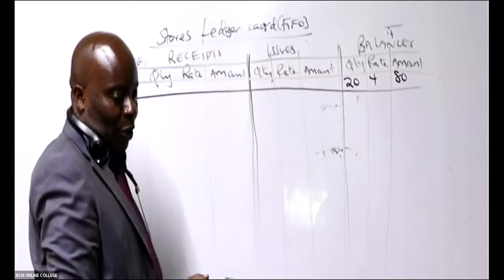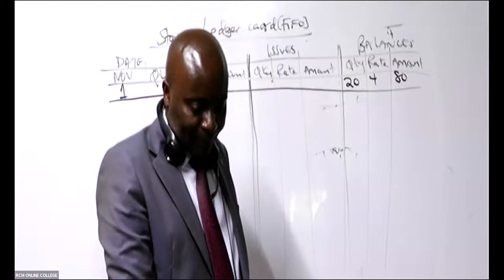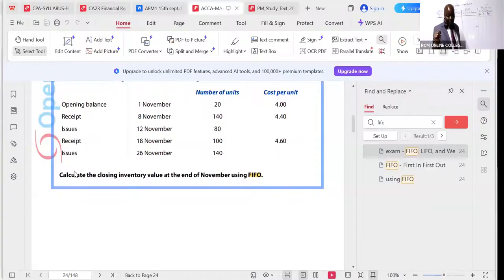Yeah. So then we go to the next date. What happened on the next date? So from the table that we received, 140. And remember, this was on the 8th. Sorry, I forgot, this one here should have a line there. So on the 8th, we received, so let's record this in the receipts area. We received 140, and each one of them was worth 4.4. So are you able to tell me what is 140 times 4.4?